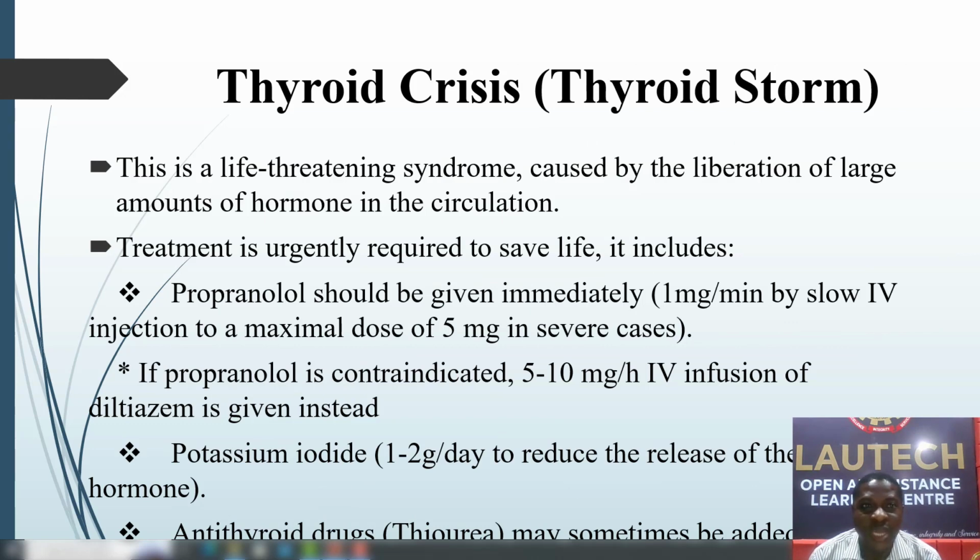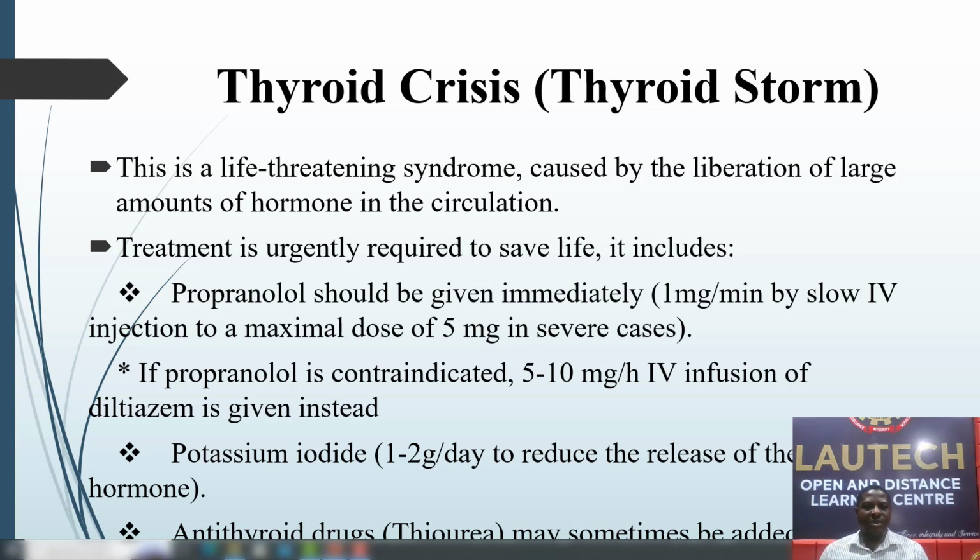So we are almost coming to the end of the lecture. We want to look at thyroid crisis, which is the last subtopic. Thyroid crisis, otherwise known as thyroid storm. This is a life-threatening syndrome caused by the liberation of large amounts of hormones in the circulation. Treatment is urgently required to save life.